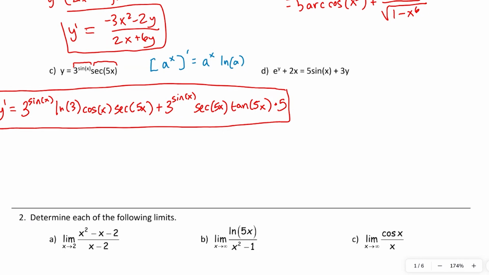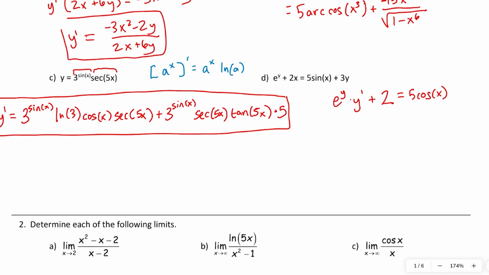Okay, so D is going to be another instance where we have to use implicit differentiation. Notice we've got a couple of different y's in there. So just remember, when we differentiate an expression with y, we've got to use the chain rule, and the derivative of y is going to be your dy dx, or in this case, y prime. So the derivative of e to the y is just going to be e to the y times the derivative of y, which is y prime, plus the derivative of 2x is 2. The derivative of 5 sine x is going to be 5 cosine x. And the derivative of 3y is going to be 3 times y prime.